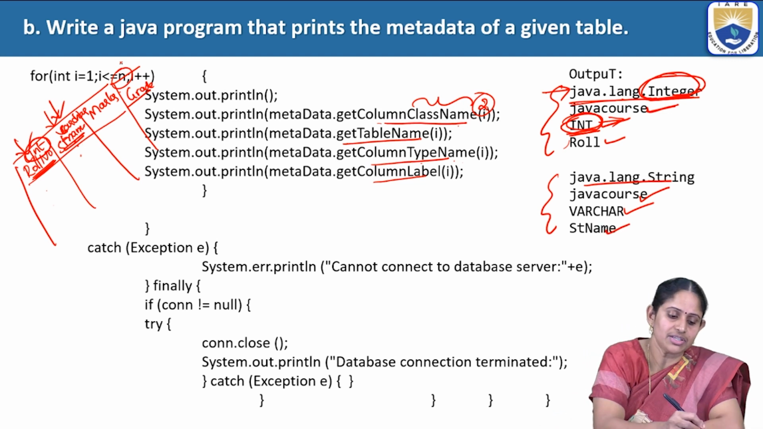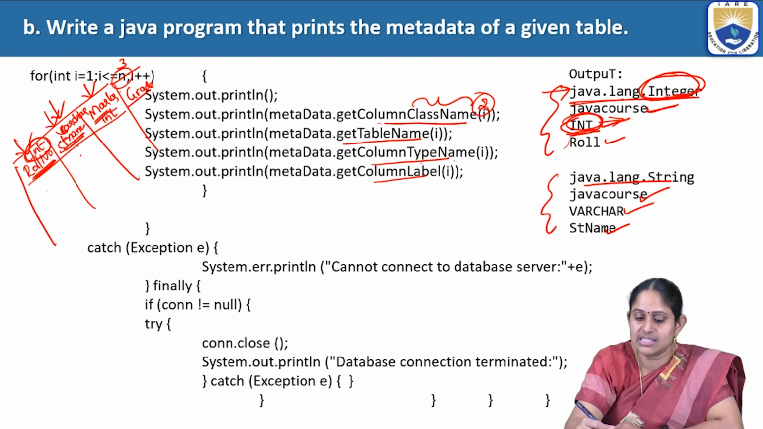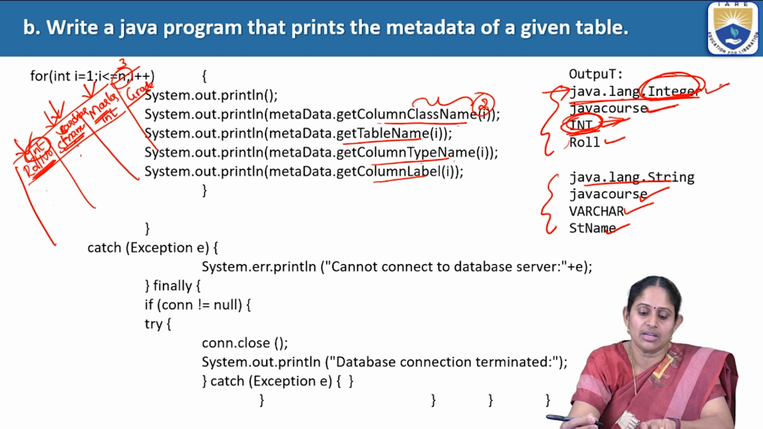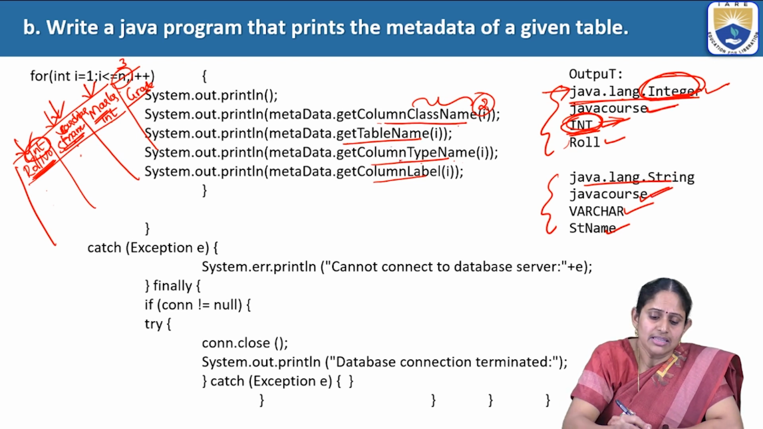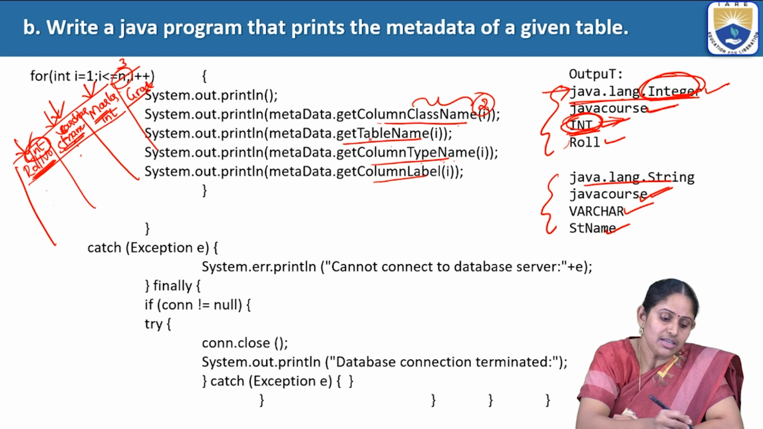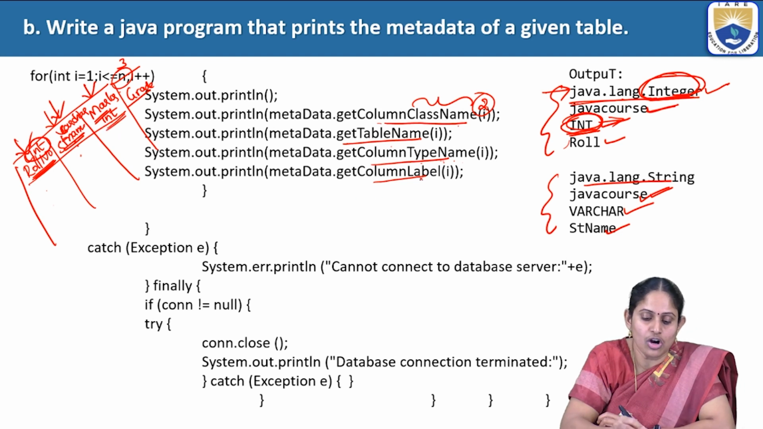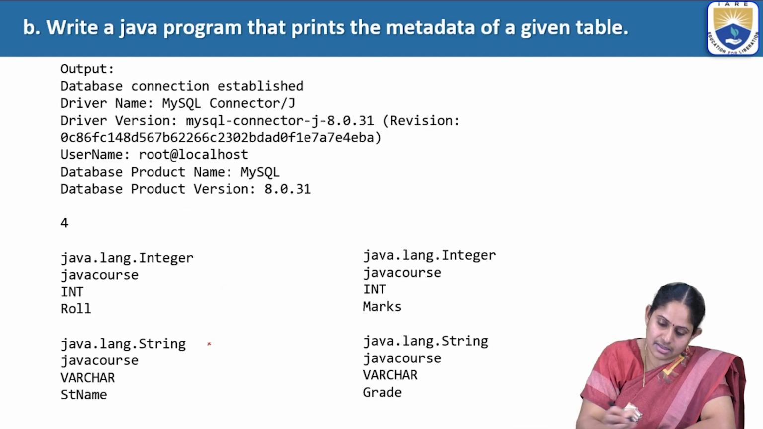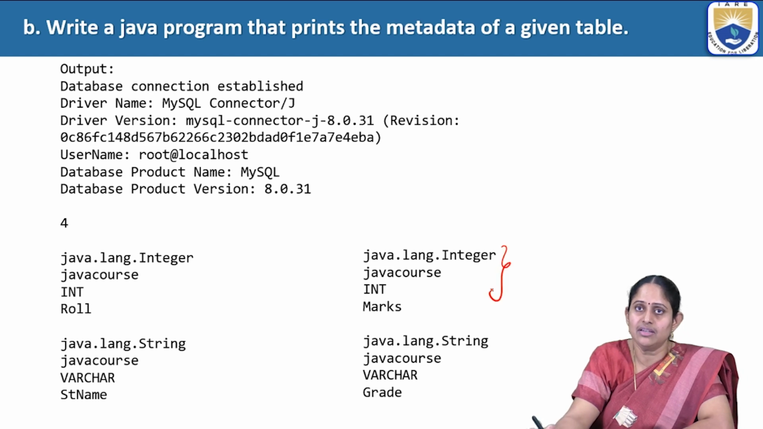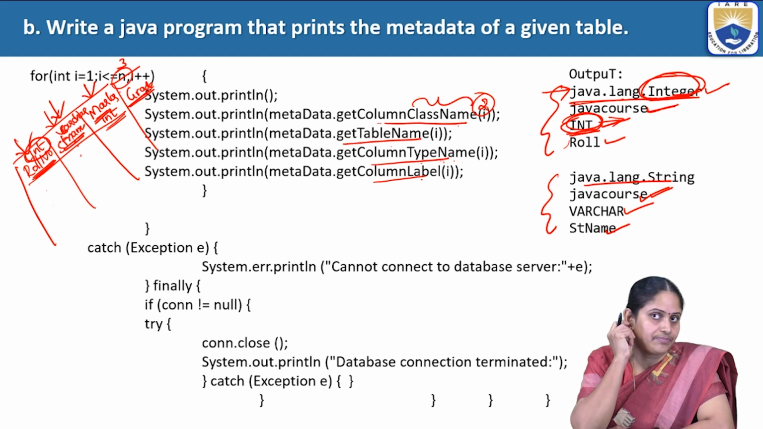Now in the third iteration, it will take up marks. So we will get marks stored as integers again. So it will return java.lang.Integer as the getColumnClassName. Then the table name will be again Java course. The column type will be integer, as the marks are stored as integer in the database, and getColumnLabel will return marks. So we get these 4 data in the third iteration.